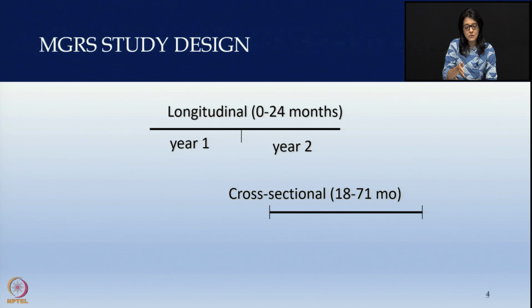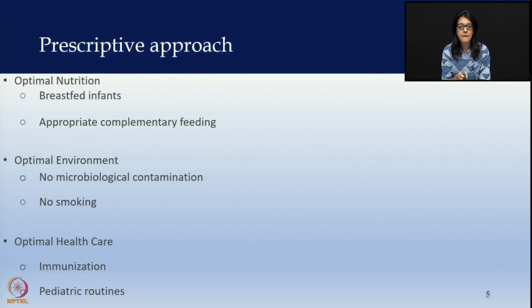For this WHO growth chart, they selected a few children and took data from birth to 24 months of age. For the cross sectional part, they did one time data collection for children between 18 months and 71 months of age. So that was one important aspect of the study.